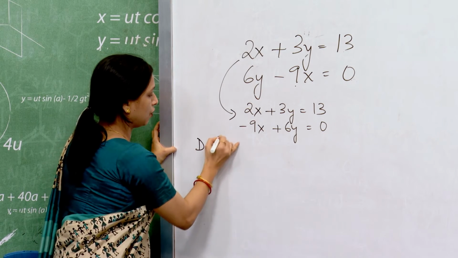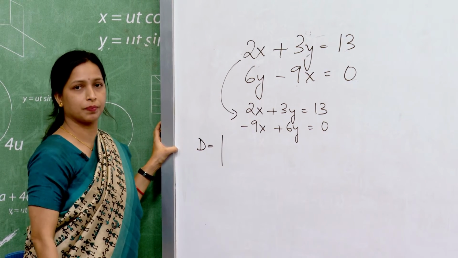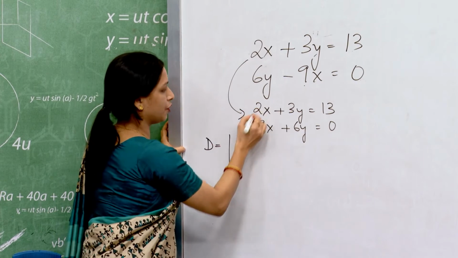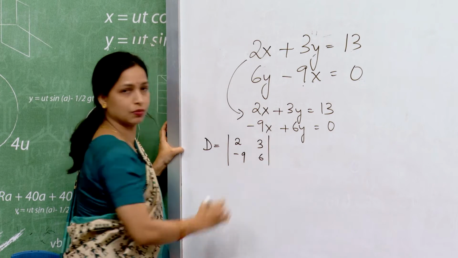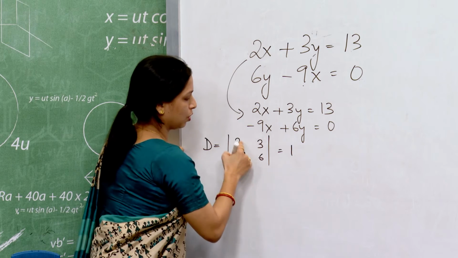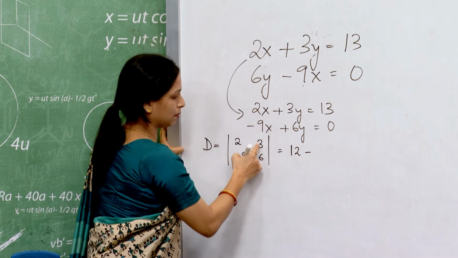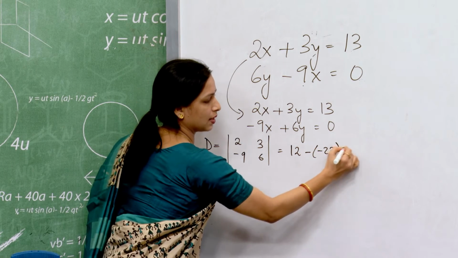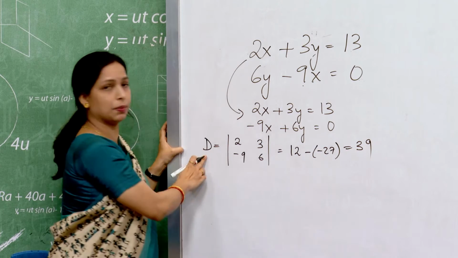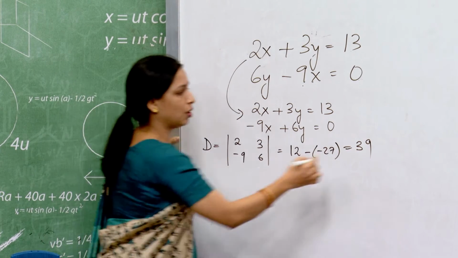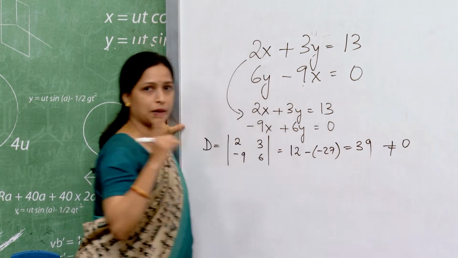So, you first find the coefficient determinant. The coefficients are 2, 3, minus 9 and 6. So, here 2 into 6 is 12, minus minus 27, so the answer is 39. So, the determinant of the coefficients is not equal to 0, which means we can use Cramer's rule.